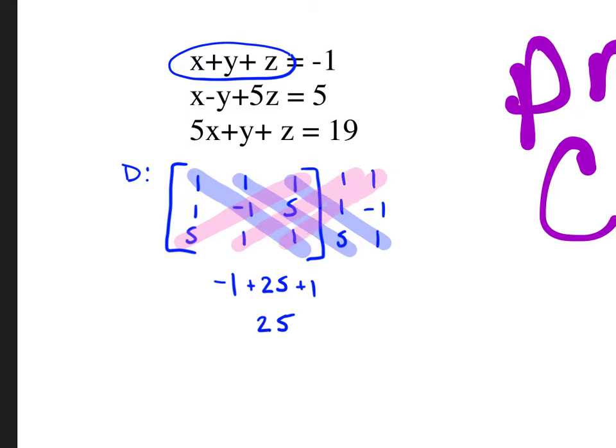So 5 times negative 1 times 1, negative 5. 1 times 5 times 1, 5. And 1 times 1 times 1 is 1. So we want to add these three numbers together first and then subtract it from our major. So negative 5 plus 5 plus 1 just leaves us with 1. So we have 25 minus 1, which is 24.